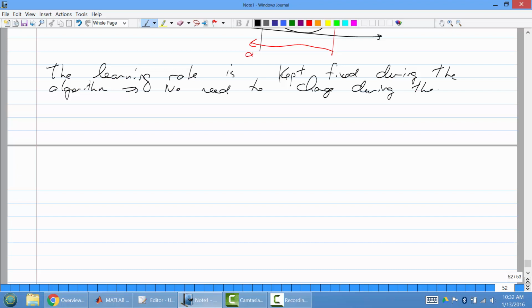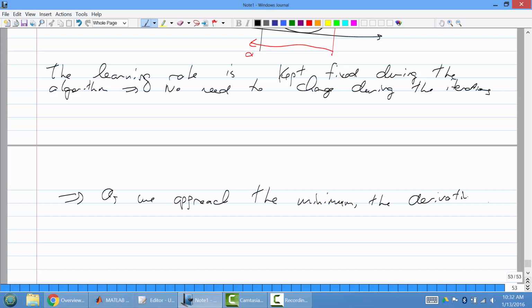During the iterations, all right? So there's no need to do that. Kind of makes sense, right? Because as we approach the minimum, the derivative term gets smaller, so it slows down anyway. Okay? So the update is smaller. Makes sense, right? So the derivative is smaller, the update is smaller. Because remember, you are taking your parameter, and you're subtracting the derivative scaled by the learning rate. So if the derivative gets smaller, then the update is going to get smaller as well.